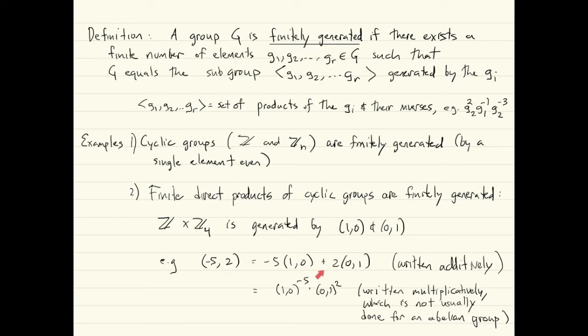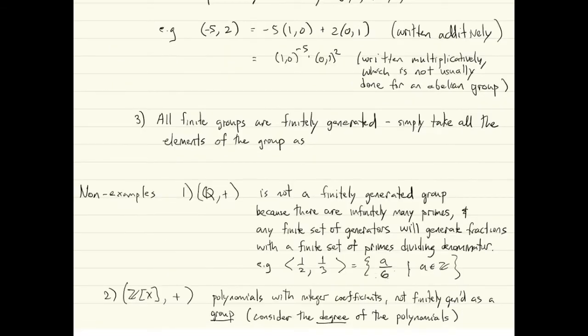So this is what you would write if you wrote things additively, which is what we'll usually do when we're talking about abelian groups. If you were using this multiplicative notation up here, which is an unusual thing to do, this would be (1, 0) to the -5 times (0, 1) squared. But no one ever writes this. Now, all finite groups are finitely generated. That's another set of examples.